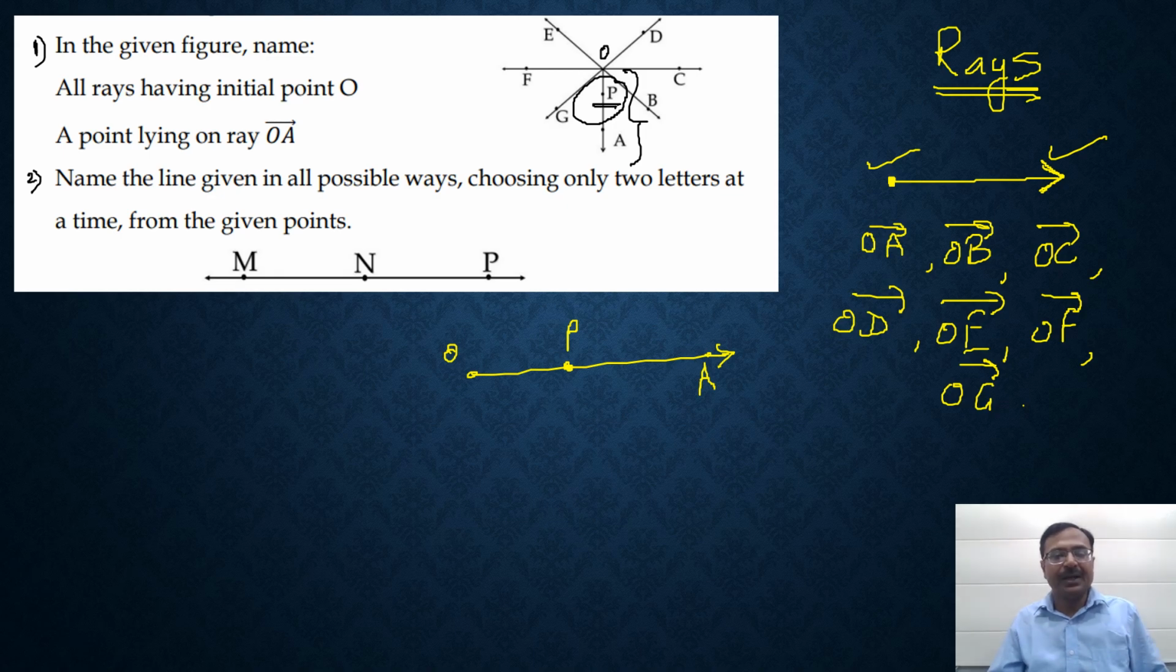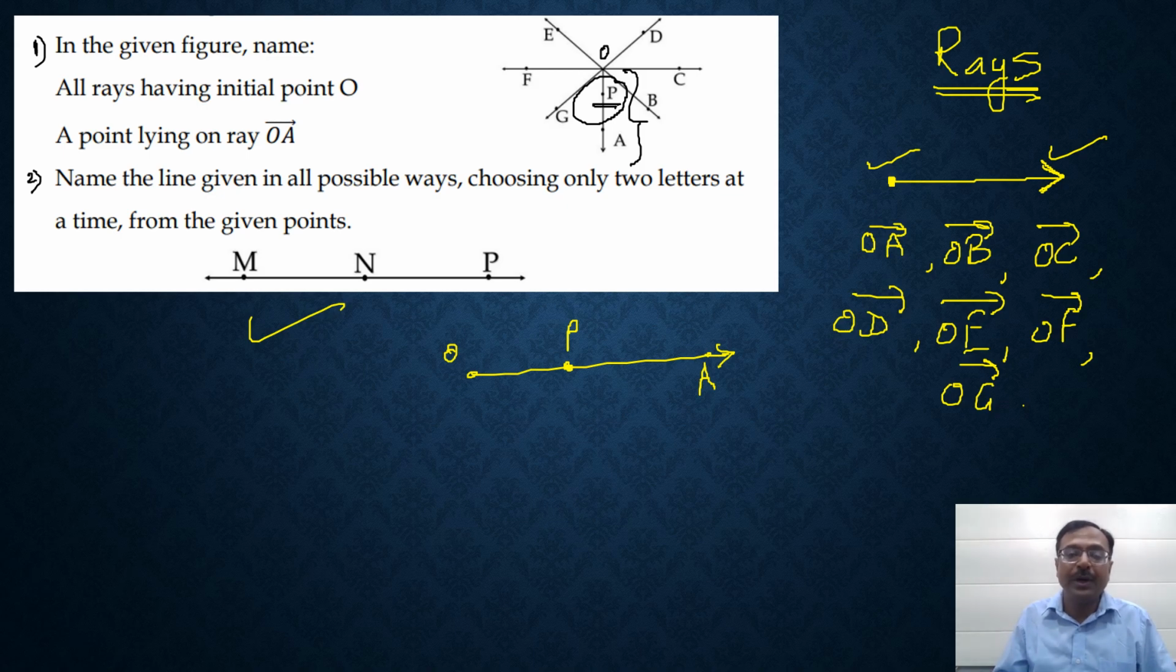Now, see the second question. Name the line given in all possible ways. Now, there's a line given there and we have some points marked on it. You can see this figure. M, N and P. There are 3 points which are marked on this. Now, you have to choose 2 letters at a time and then you have to name the line.